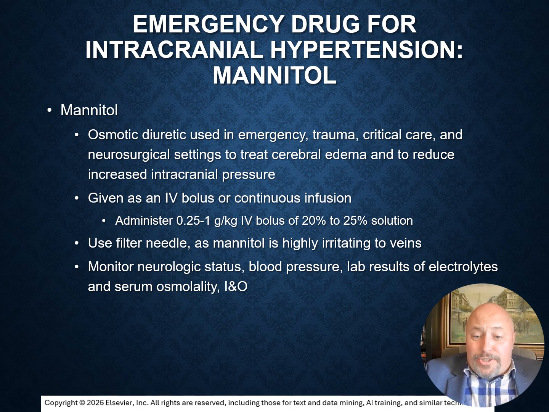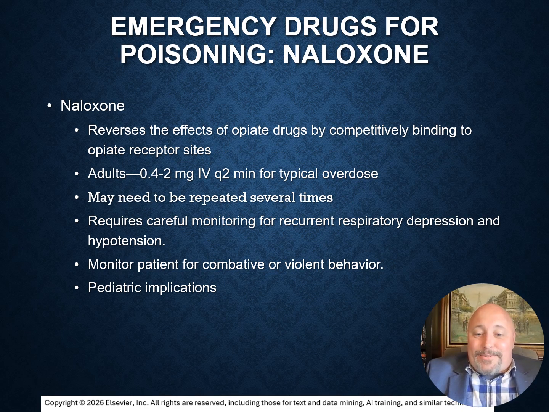As we discussed in our diuretics chapter, one of our drugs of choice for intracranial hypertension is mannitol. This is an osmotic diuretic that's used to remove fluid and try to reduce the pressure within the cranium. Naloxone. If any of you are paramedics out there, you are very familiar with this drug. This is your opioid antidote, and it is extremely effective. It works very quickly to reduce the effect of opioids.